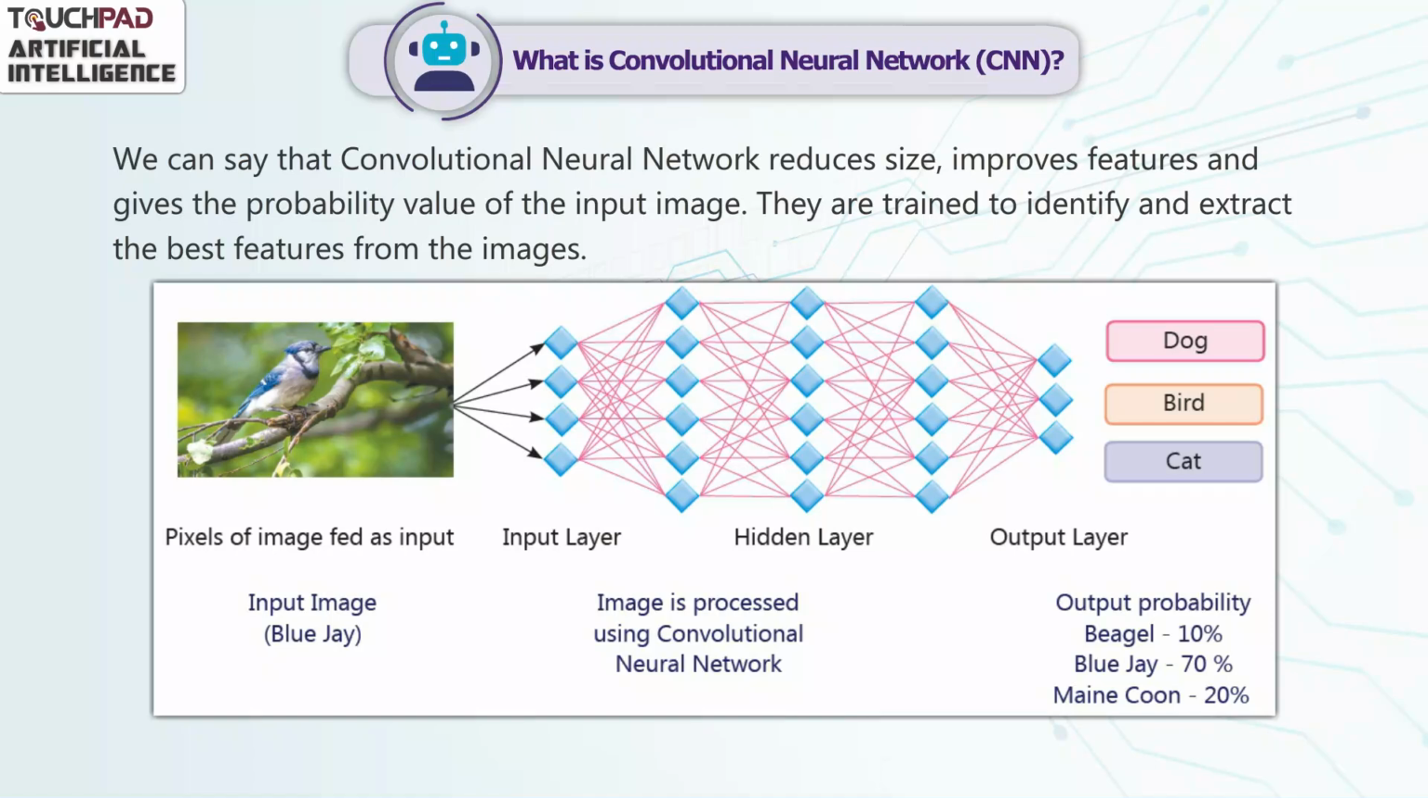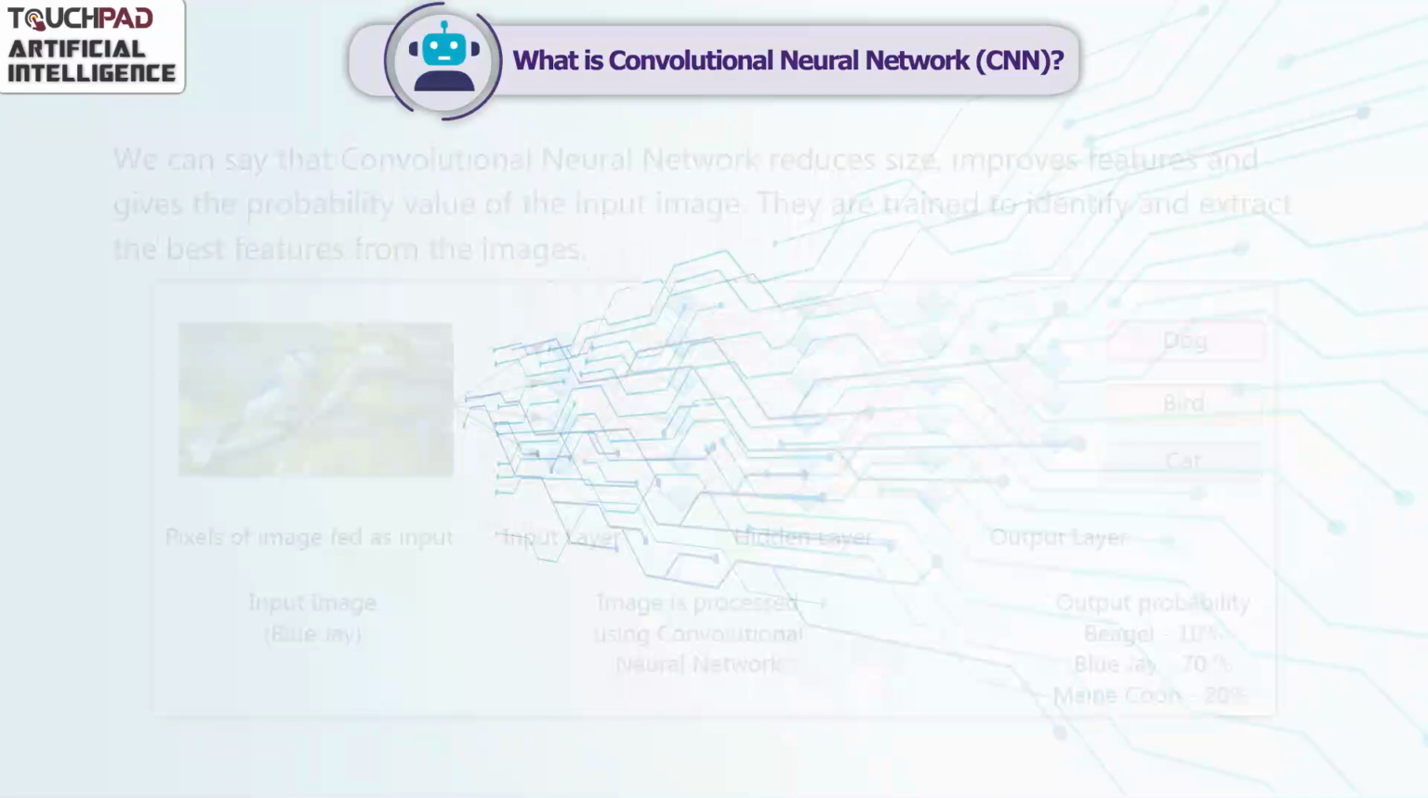Dog, bird, cat. Pixels of the image are fed as input. Input image, blue jay. Input layer, hidden layer, output layer. Images are processed using a convolutional neural network. Output probability: beagle 10%, blue jay 70%, Maine Coon 20%.